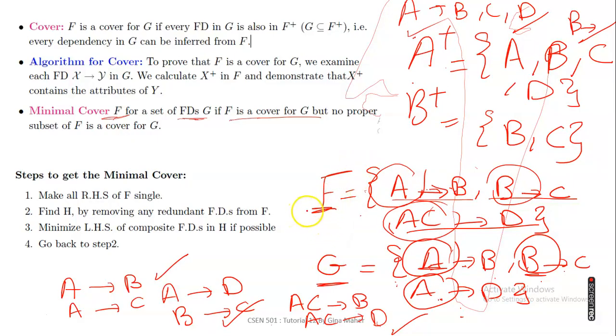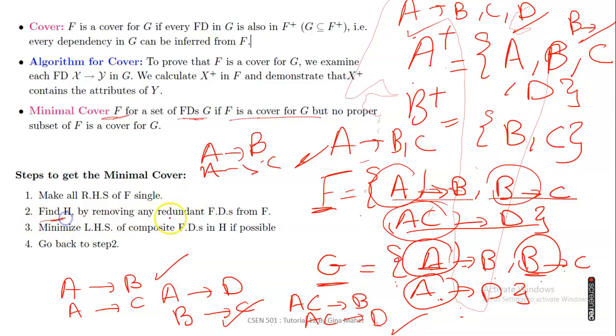How to get the minimal cover? Okay, the first thing is to make all the right-hand sides single. For example, if we have here A implies BC, we should make it single. Decompose it into A implies B, A implies C. Find H by removing any redundant functional dependency. Make another set and try to remove any redundant functional dependencies. And afterwards, try to minimize the left-hand side if possible. For example, if we have AC, try to minimize it if possible. And repeat again. Let's take an example to understand more.